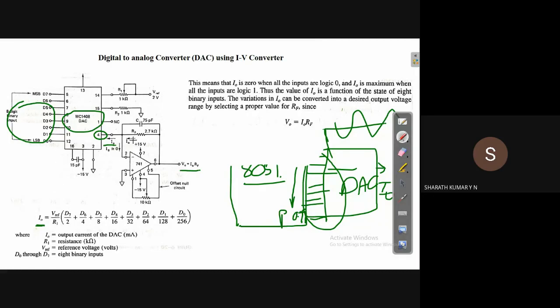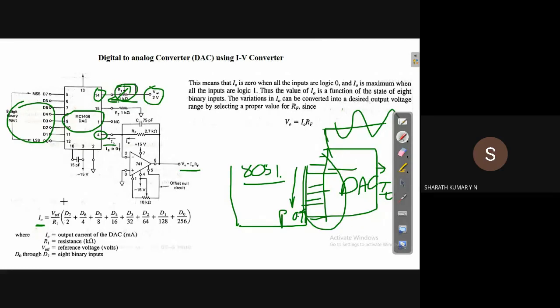V reference is applied at pin number 14. At pin number 14, we are applying V reference through a potentiometer so that we can control the current. Sorry, the V reference voltage. So the V reference voltage results in a current that can be controlled using a potentiometer. In turn, we are controlling the voltage. V ref divided by R1, that is the resistance in series with the V reference source.